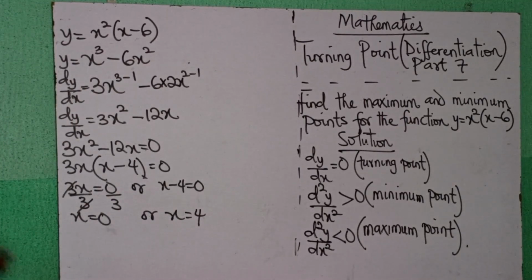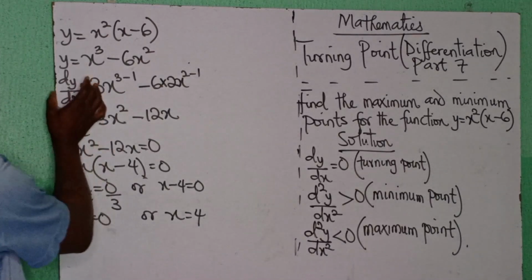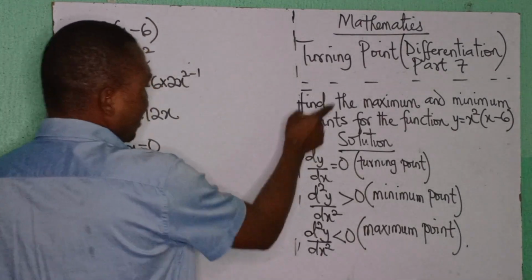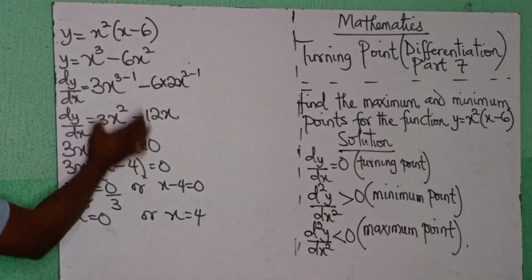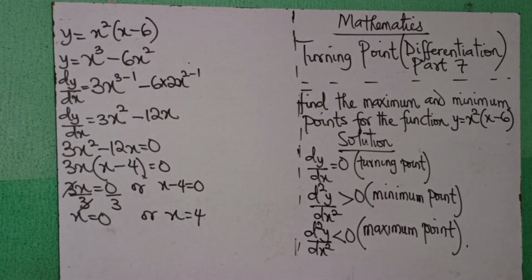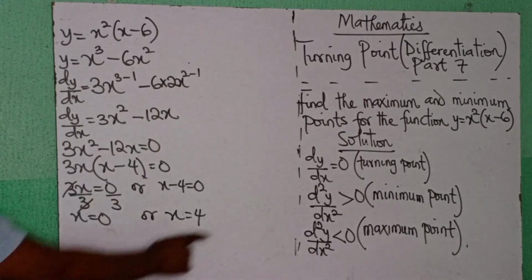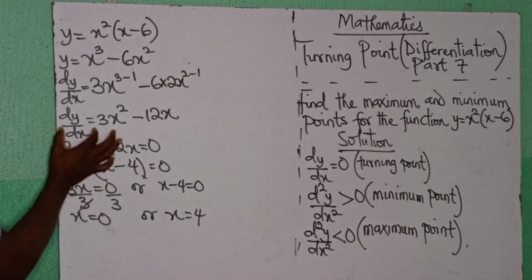Now, we've gotten the values of our x, but we are looking for the minimum and the maximum point for that particular function. So what's the next step to take? Remember that we have been able to get our dy/dx. Now let us get our second derivative of this particular function.